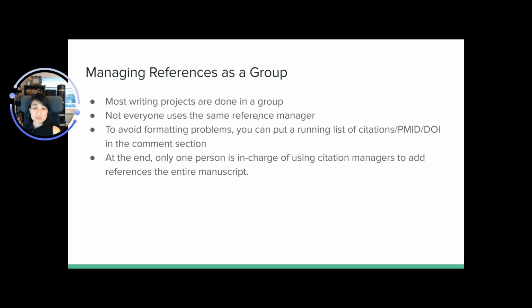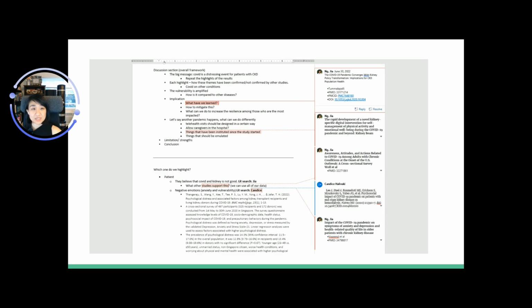You want to cite as you write. You can put a running list of citations or links in the comment section. So whenever I write, I put a little comment. These are the citations. I'm going to show you an example here. Instead of immediately citing, I put here, oh, this is the article. This is the PMID. This is the DOI. Another one here, things that have been instituted since the study started. So I have 2 or 3 articles here with links that I'm going to cite in the future. That way, nobody's messing up the formatting. When it's time, as the principal investigator and the first author, I will integrate this into a proper reference management listing.